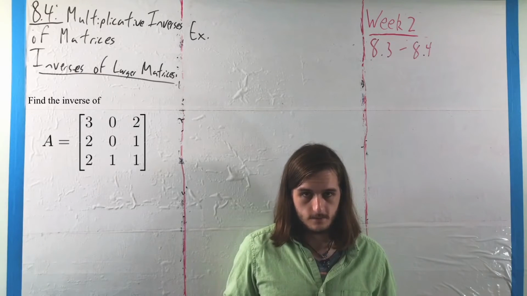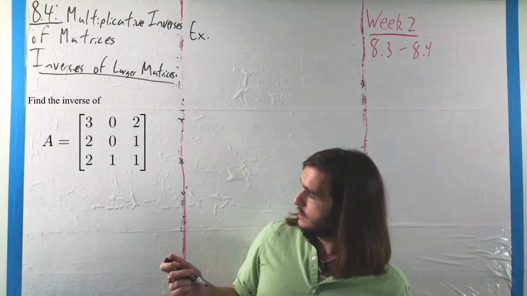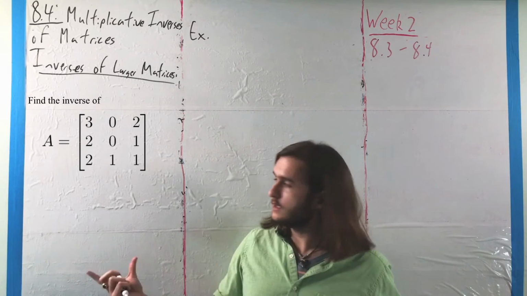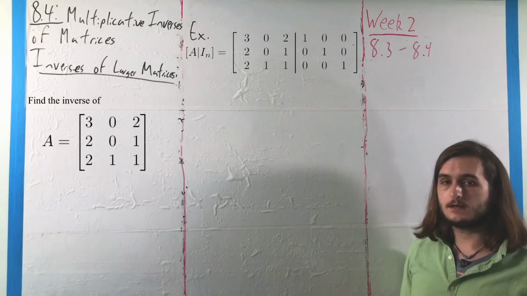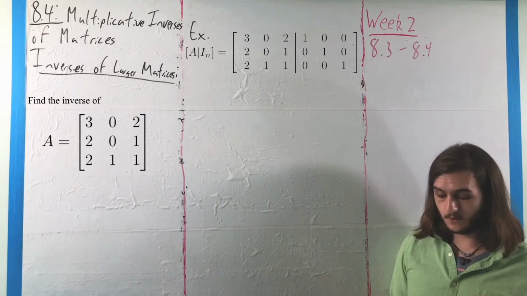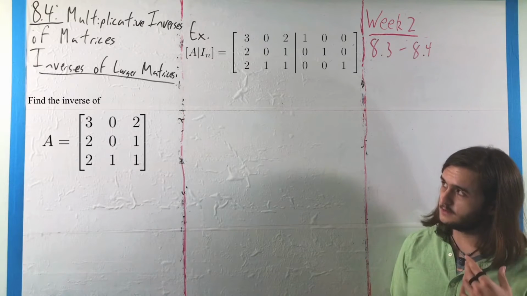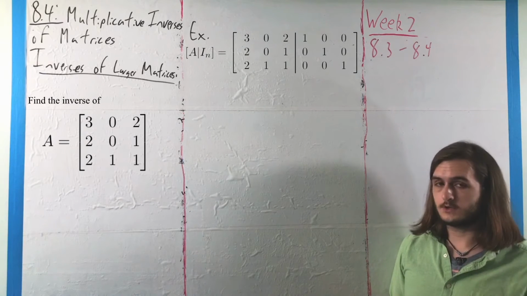So what we're going to do here is use the Gauss-Jordan process, I'll call it, to find the inverse of the matrix A equals 302, 201, 211. So what we do here is we take our matrix and we augment it. We add in that identity matrix of order 3, and then we do row reductions.